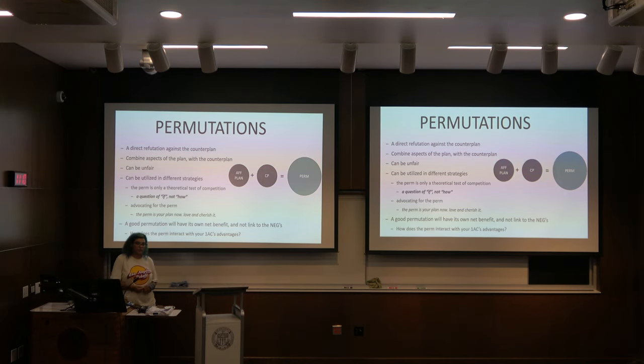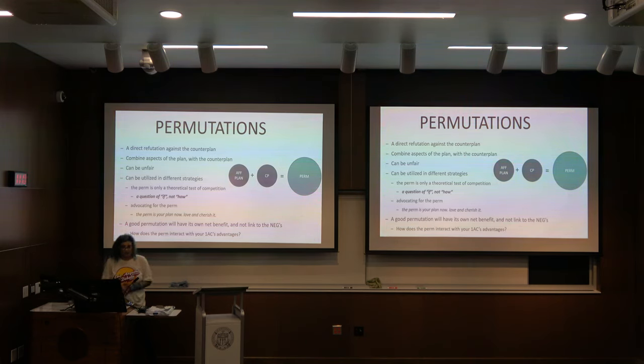So we briefly talked about them earlier, the permutation, the compromise between thing A and thing B to create thing C, right? So it is a direct refutation against the counterplan, and it's one of the best and easiest ways to test the competition. If you can make a perm, the counterplan is not competitive, right? So they can be unfair. When you get into higher levels of debate, you'll be able to expand on that a little bit. But for right now, just know that any perm or most perms that you're going to run or that somebody's going to tell you to run here, they will be fine.